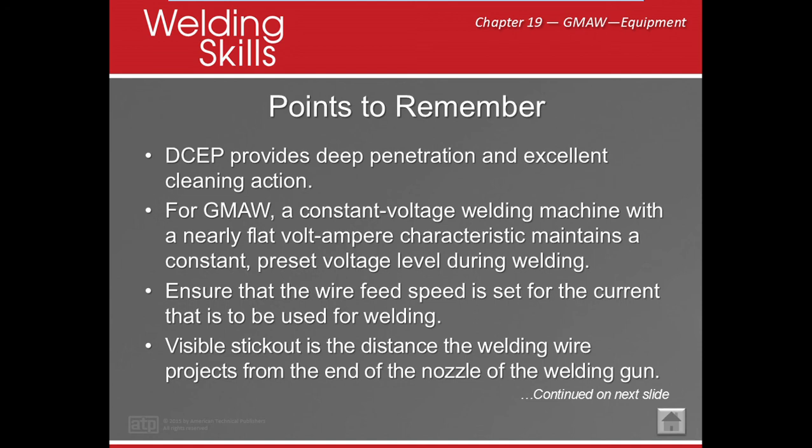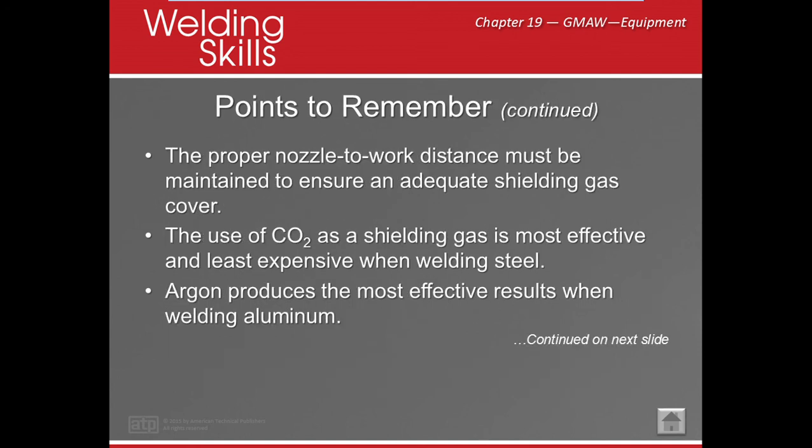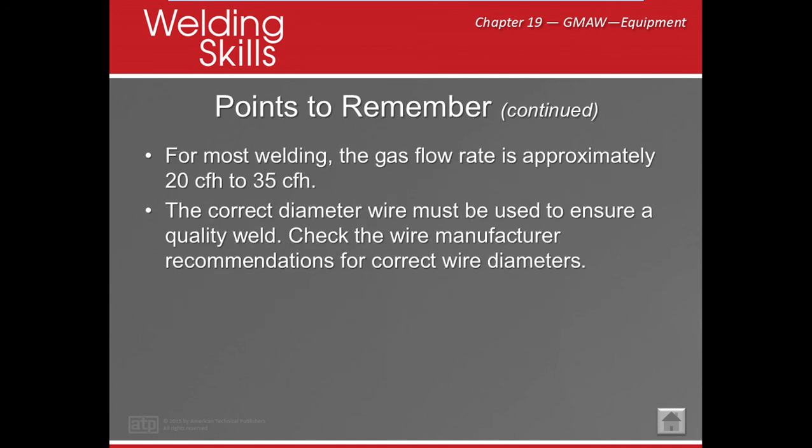We need to make sure that the wire feed speed is set for the current that is to be used. Stick out is the distance the welding wire projects from the end of the nozzle of the welding gun. Proper nozzle to work distance must be maintained to ensure adequate shielding gas. Use of CO2 as shielding gas is most effective and least expensive when welding steel. Argon produces the most effective results when we weld aluminum. For most welding, the gas rate is between 20 and 35 CFH. We need to make sure that the correct wire diameter is used to ensure a quality weld, and we want to follow the manufacturer recommendations for wire diameters.